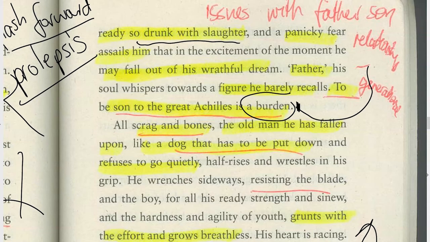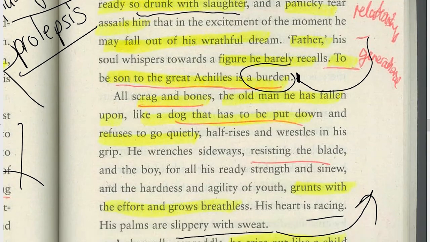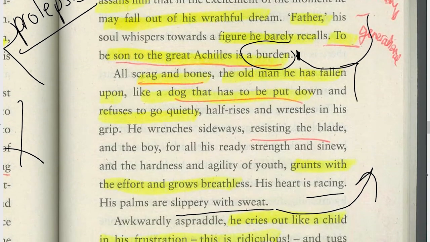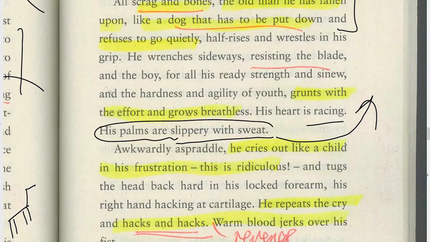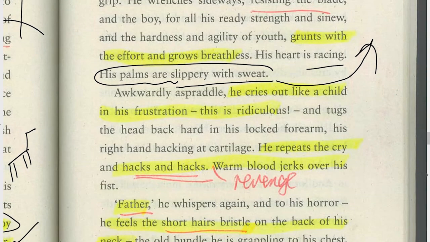And all scrag and bones, the old man he has fallen upon is like a dog that has to be put down, and he refuses to go quietly. His palms are slippery with sweat. He's awkwardly a spraddle. He cries out like a child. This is ridiculous. And he repeats the cry over and over as he hacks and hacks and hacks.